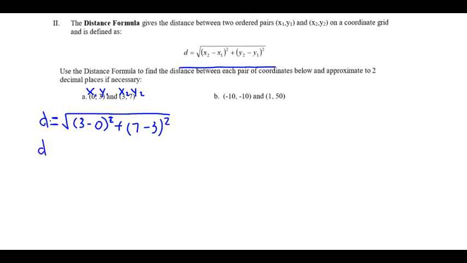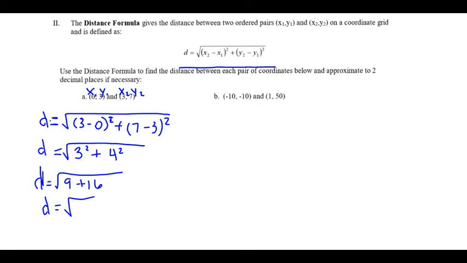So we'll get d equals 3 minus 0 is 3. So we have 3 squared. 7 minus 3 is 4 squared. So that will be 9 plus 16 equals the distance. And that will be the square root of 25, which equals 5. So they're 5 units apart.